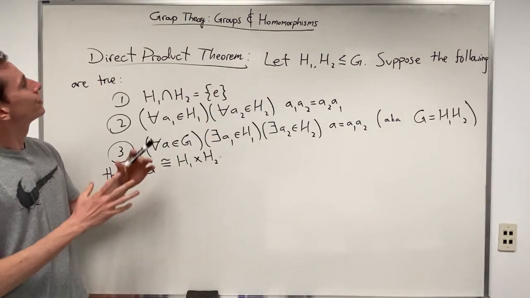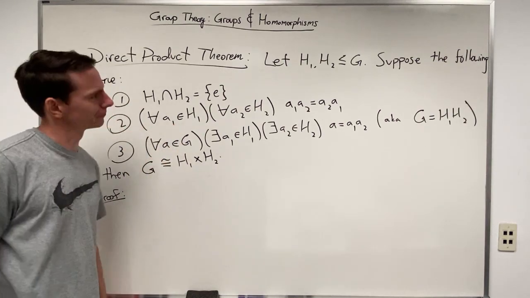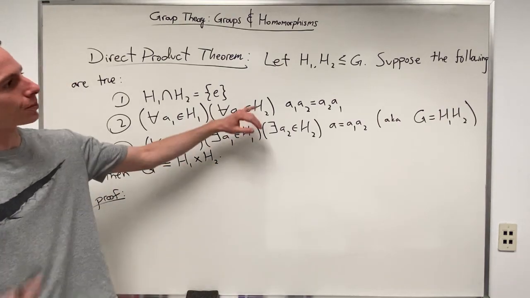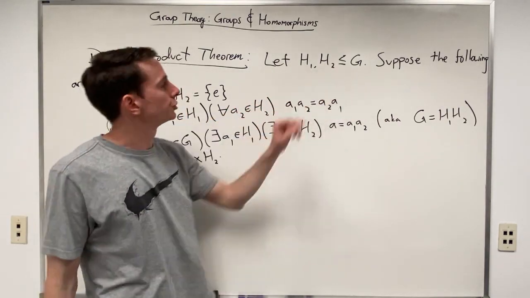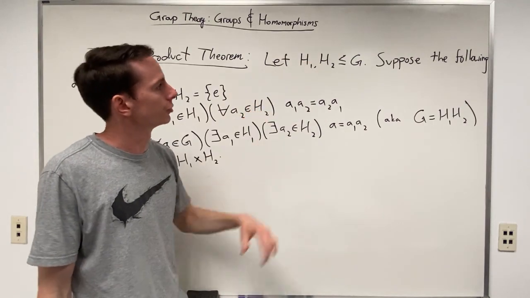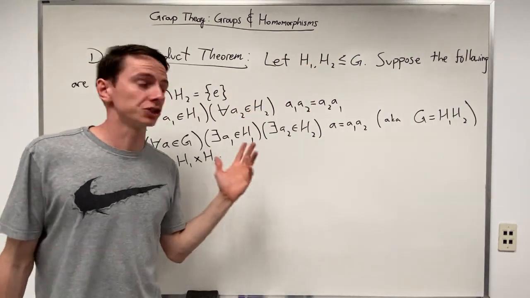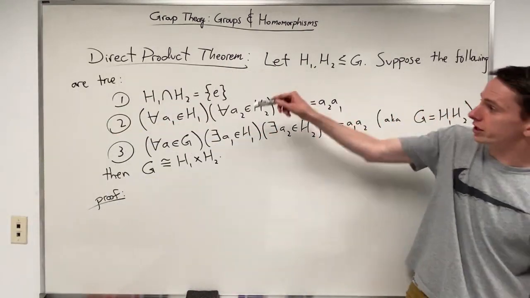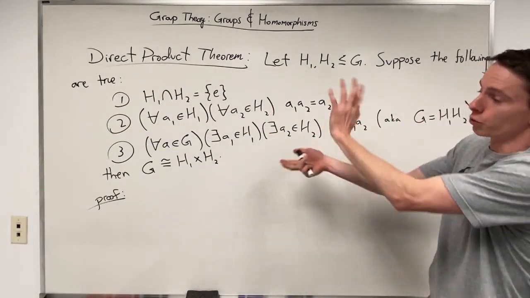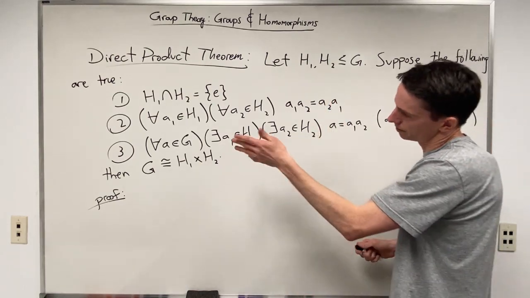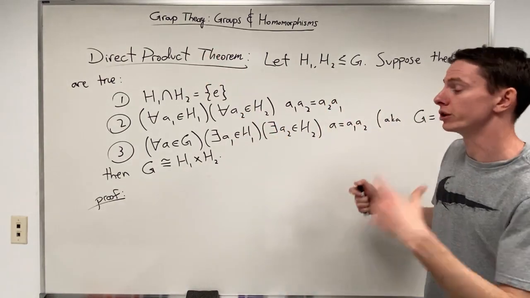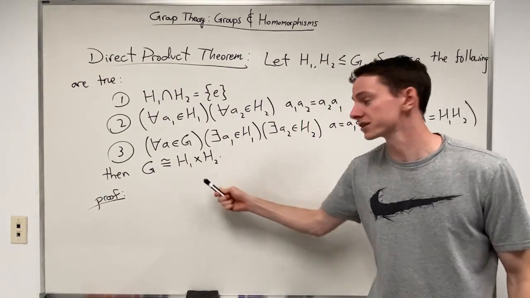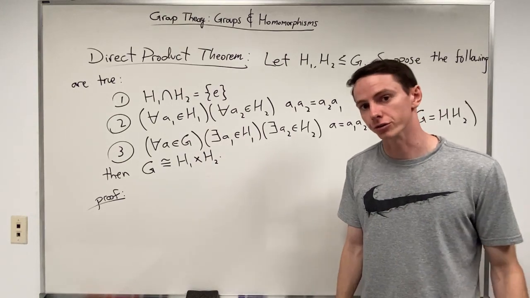Okay, so we are on to the direct product theorem to finish out the video. Let's see what it says. It says, let's suppose that we have a group G and we have two subgroups H1 and H2. They're both subgroups of G. And let's suppose that these three conditions right over here are true. We'll go through them, but if these three conditions are true, then we know that the group G is going to be isomorphic to the direct product of its two corresponding subgroups.